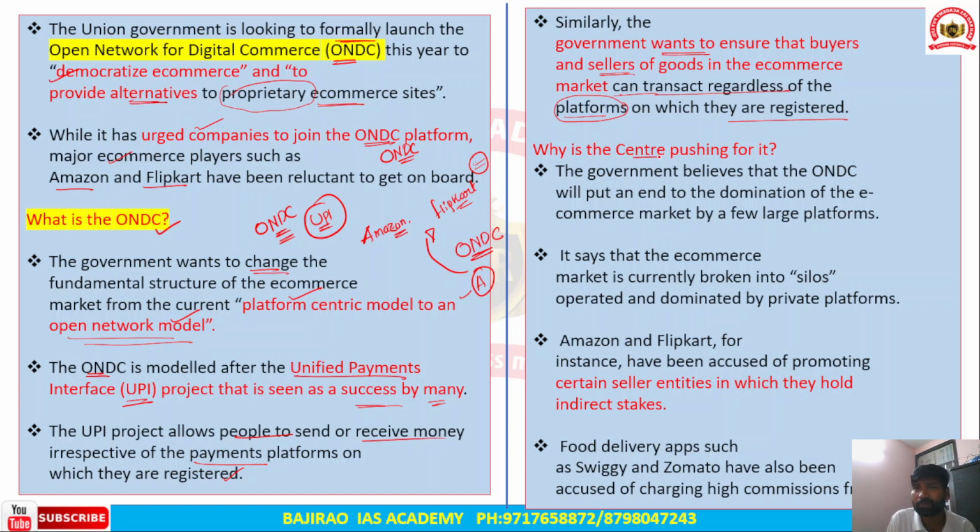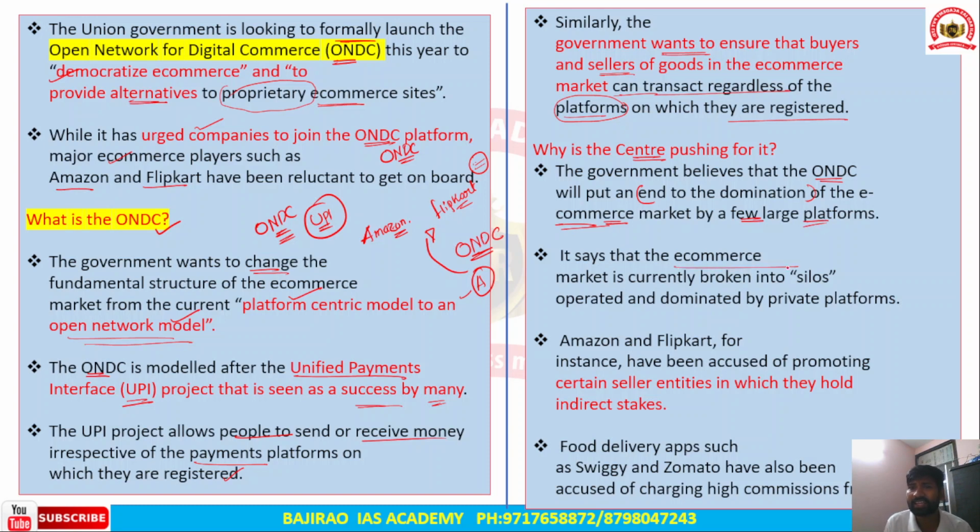So why has the Centre been pushing for the Open Network for Digital Commerce? The government believes that it will put an end to the domination of the e-commerce market. There is a huge domination of the e-commerce market in the country. For example, the food delivery market is dominated by a few companies like Swiggy and Zomato, and online e-commerce deliveries are dominated by Amazon and Flipkart. All these arenas have been dominated by very large platforms.